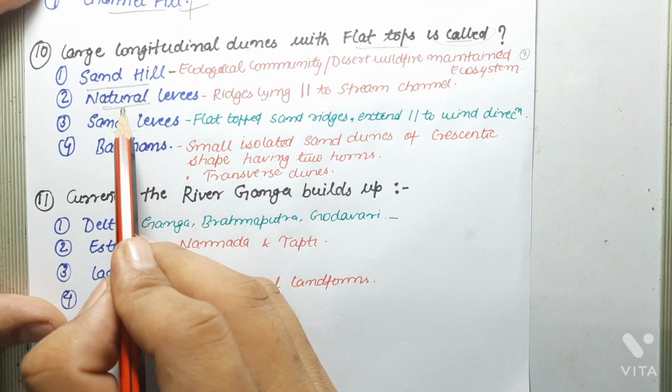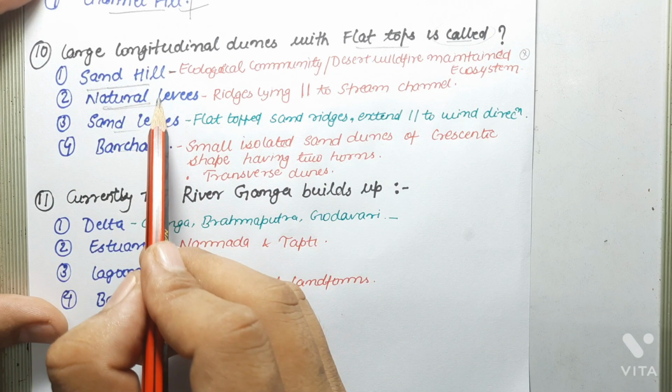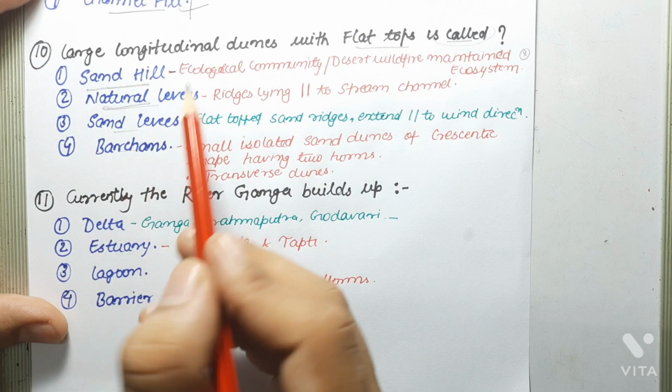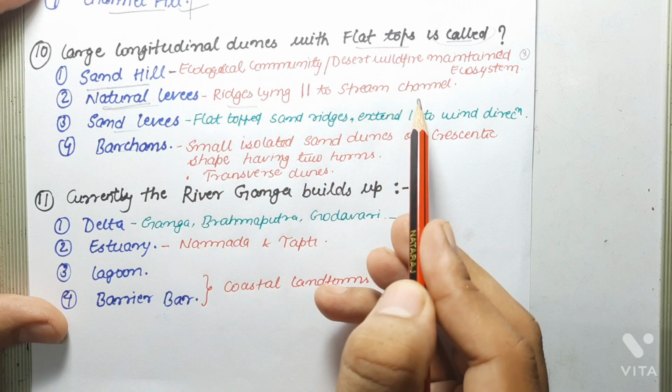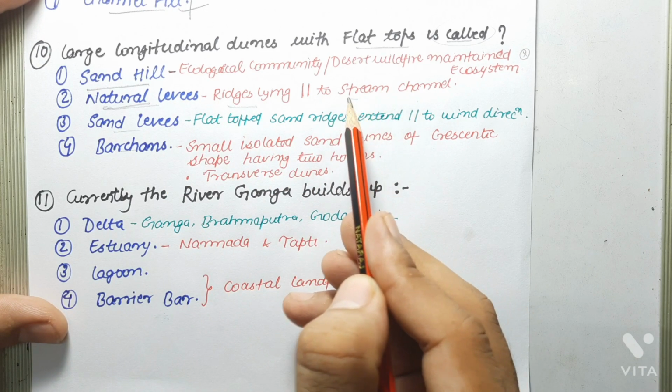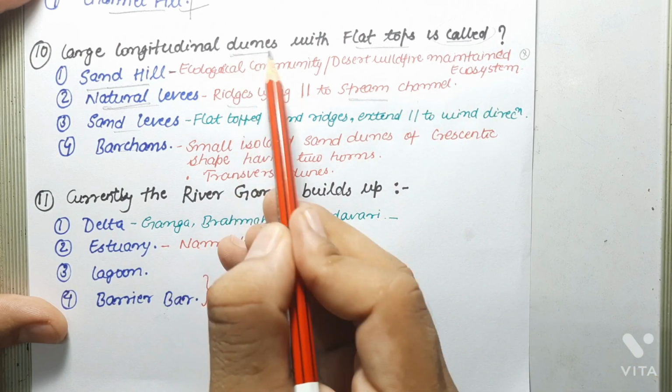Next one is natural levee. We discussed in question number 9, that is previous question, that natural levees are just ridges lying parallel to the stream channel. So these are associated with the stream. So clearly these are not dunes.